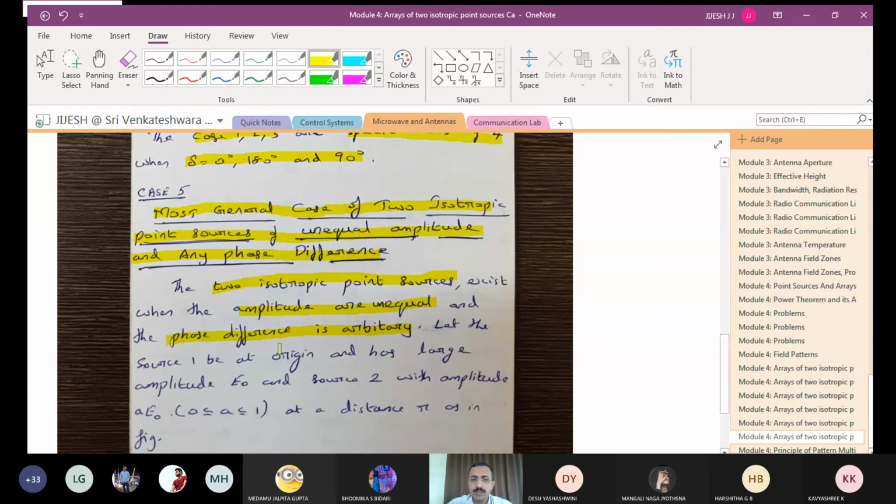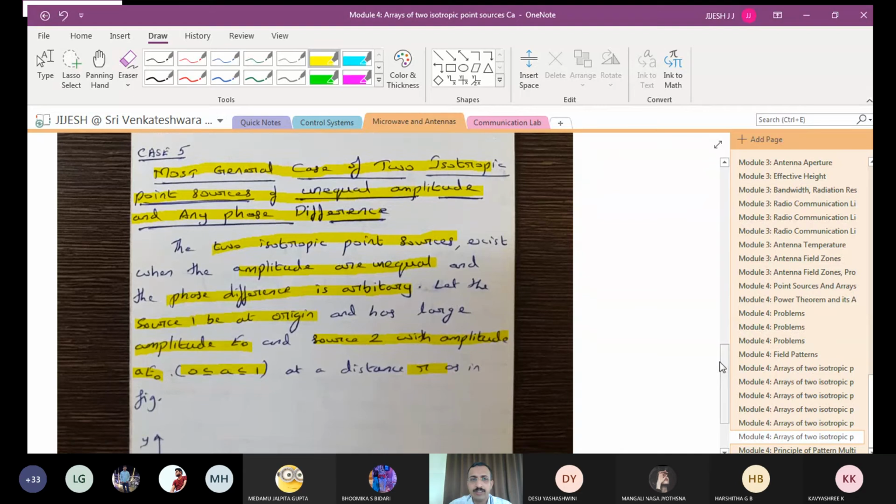So let source 1 be at the origin. We are going to consider this in a slightly different way. We are taking source 1 at the origin with amplitude E naught, and source 2 with an amplitude of A E naught. So you can see the difference in amplitude: source 1 has amplitude E naught and source 2 has amplitude A E naught, where A ranges from 0 to 1, at a distance of R as in the figure. So we are going to see that.